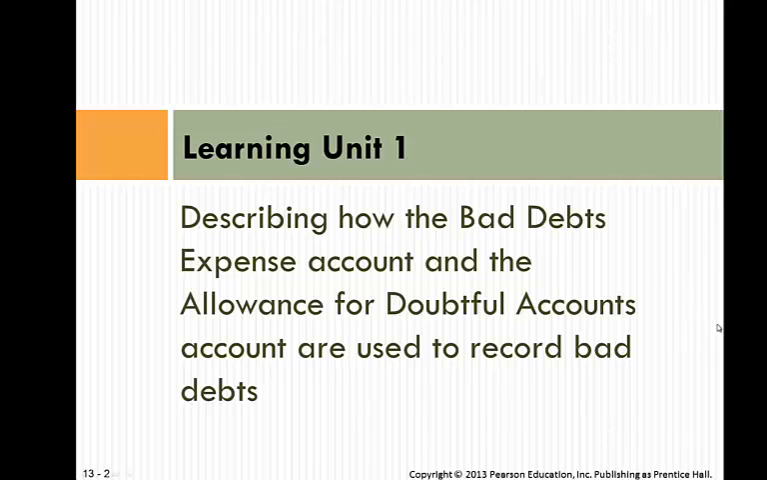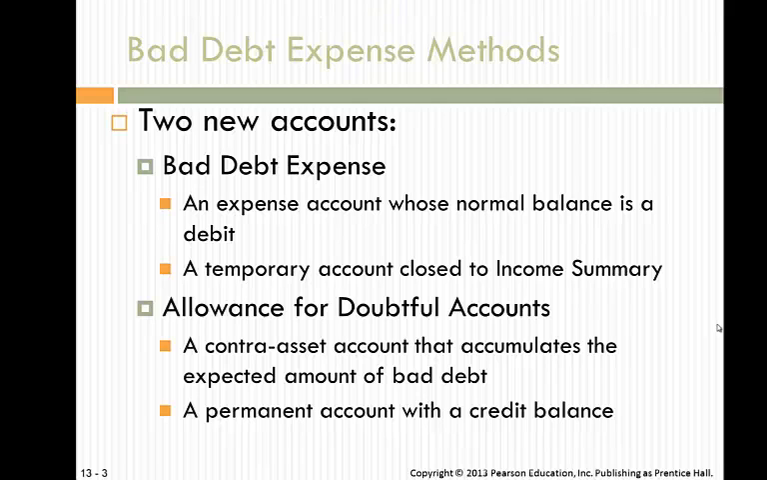The first learning unit talks about how the bad debt expense and allowance for doubtful accounts are used to record bad debts. Bad debt expense is a general ledger account with a normal debit balance, just like all other expense accounts. This also means it's a temporary account that's closed to income summary in the closing process, just like other expense accounts. The term bad debt means an account receivable that won't be paid.